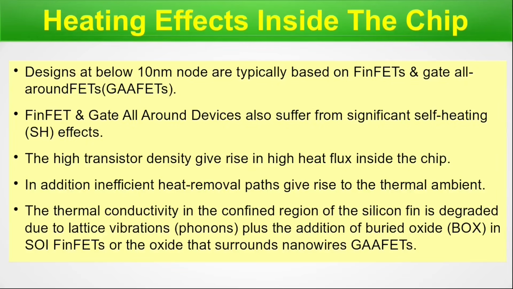The thermal conductivity in the confined region of the silicon fin is degraded due to lattice vibrations, that is phonons, plus the additional buried oxide layer in the SOI FinFETs or the oxide that surrounds the nanowires in GAFETs. So here another physics has been touched upon, because of the lattice vibration. It also generates some energy, right? And some of that energy could get converted to heat, which will finally contribute to the temperature. So this phonon vibration can directly or indirectly contribute to the heating effect. You now have a picture in your mind of all the things that generate heat inside the chip. Let's move on to the next slide.